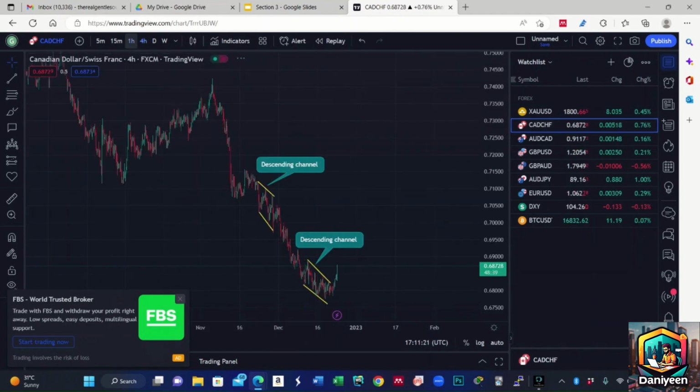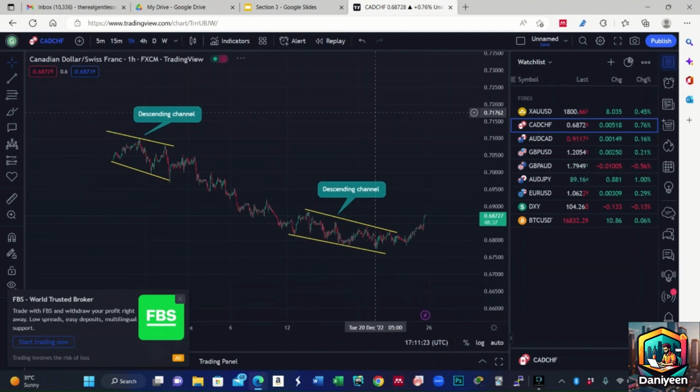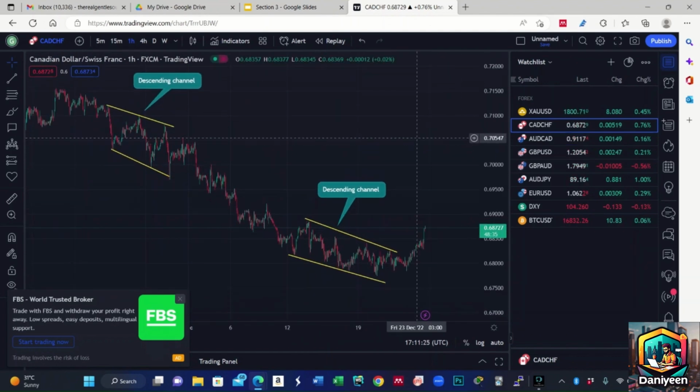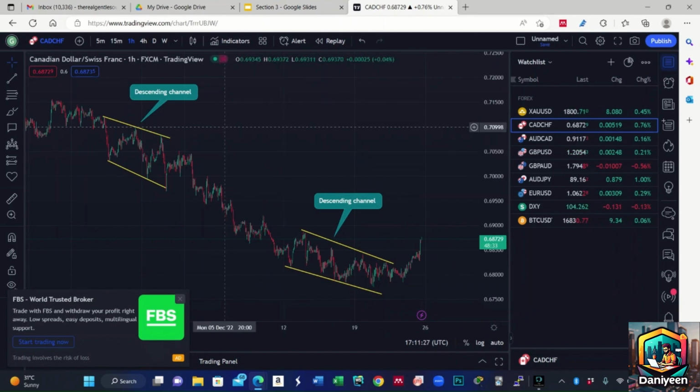So this is a descending channel. Let me go to the lower time frame so you can see it very well. Sorry about that. So this is what a descending channel looks like. It is just the opposite of an ascending channel. You can see as price progresses, it is going downward.